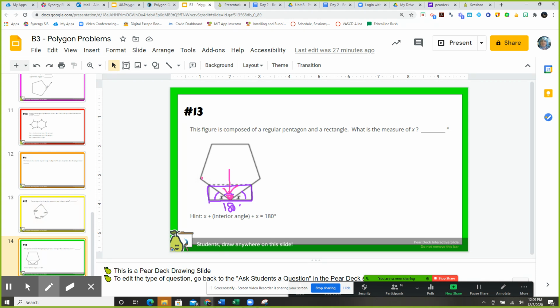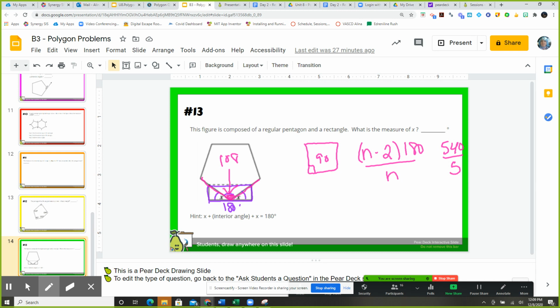What's the interior angle of that pentagon? Is it 90? If it was a square, it would be 90. Is it 108? I think it is 108. Why is it 108? Because whenever you find how many angles there are, exactly, we have to do 540, that's n minus 2 times 180, and then divide it by 5. And that's going to give me the 108.